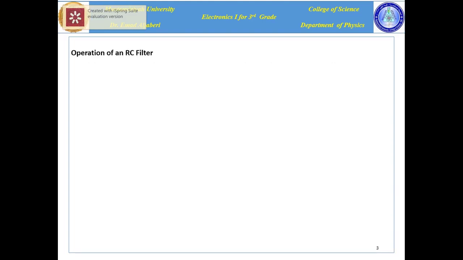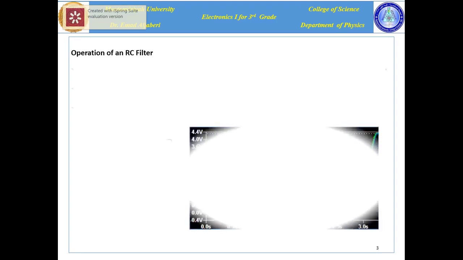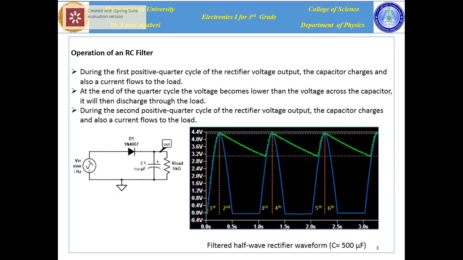Now we study the operation of an RC filter. Please look at these two figures. In the electronic circuit, the load is 5 kilo ohm and the capacitance is 500 microfarad. The input and the output waveforms are shown in the right-hand figure. The blue one is the input and the green one is the output. The output of the rectifier with a peak of 4.4 volt is applied to the filter.